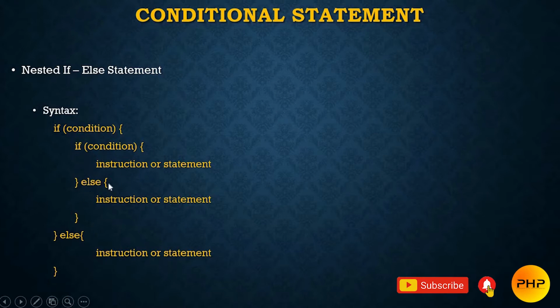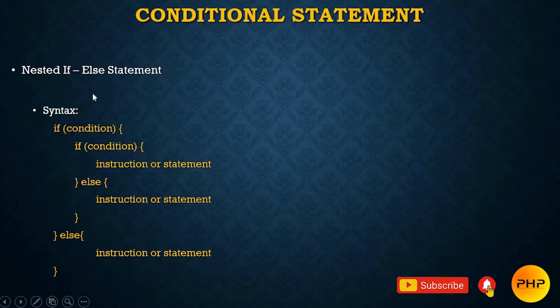So if this condition is satisfied, then we move on. Else means this condition wasn't satisfied, so we jump to this else statement. In the next slide, I'll present some examples that will help us understand the implementation of the nested if statement and the else statement.